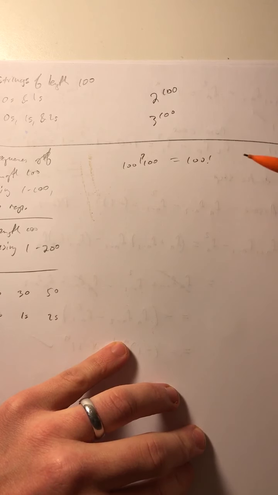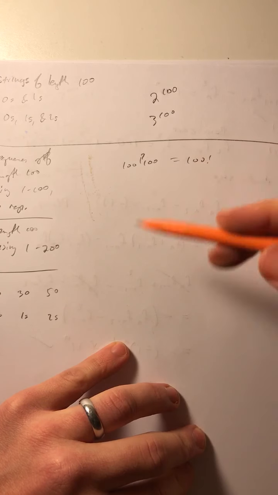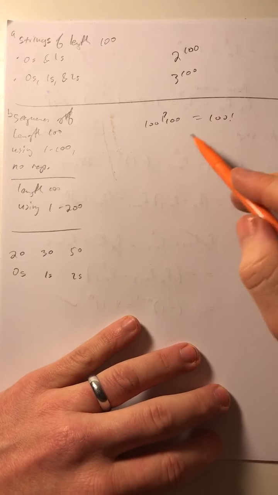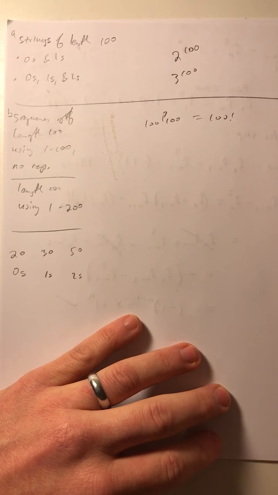So I have 100 choices for what I'm going to put in the first place in the sequence, and then 99 choices for what goes second, and then 98 for the third, etc. All the way down to when I get to the 100th spot, there's only one thing left to choose.